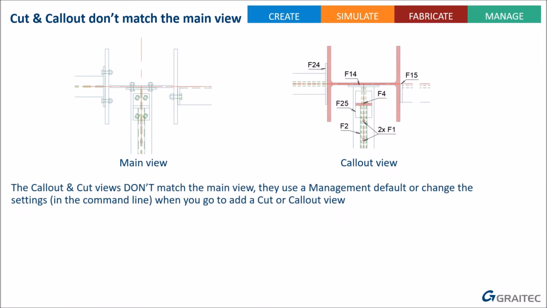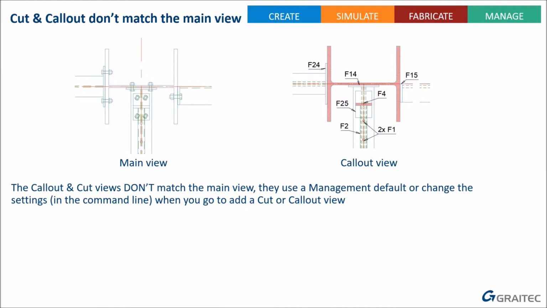I believe in Advanced Steel 2016, 2017, the section view always used the same style as the main view. That doesn't happen anymore. We have asked Autodesk to put that back in as a management default, but it's not there yet. They actually use a management default, the cut and call out views, or you have the option to change the settings in the command line.